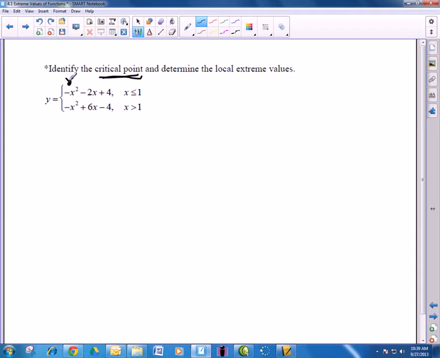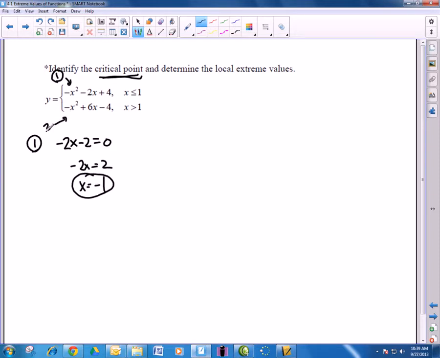So let's say this is equation 1. With equation 1, the derivative is going to be -2x minus 2. Set that equal to 0. -2x is equal to 2, and you would get x is equal to -1. So that is a critical point.